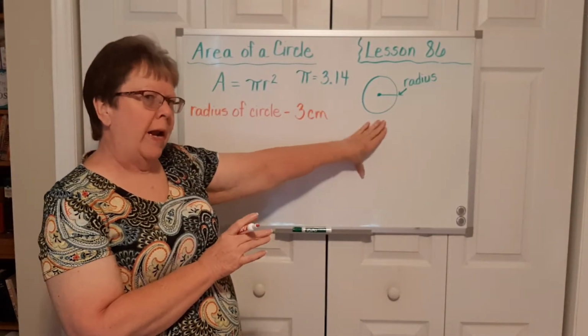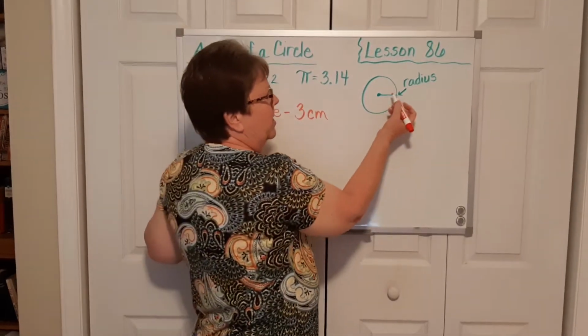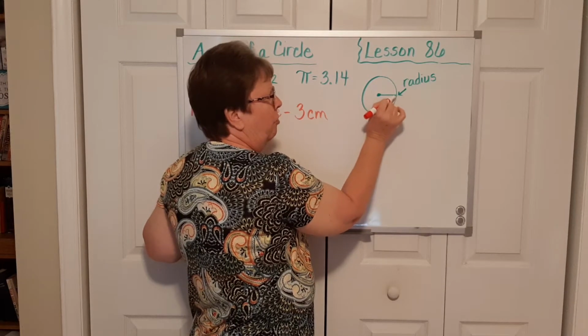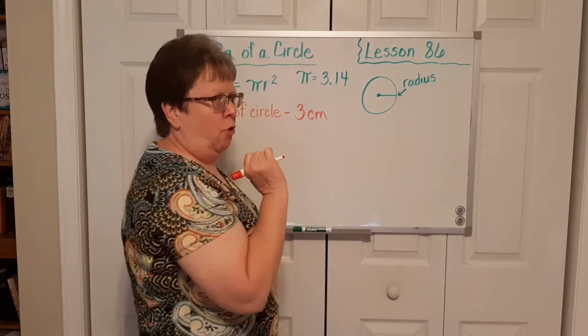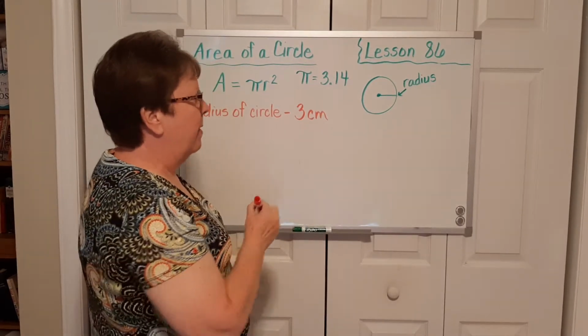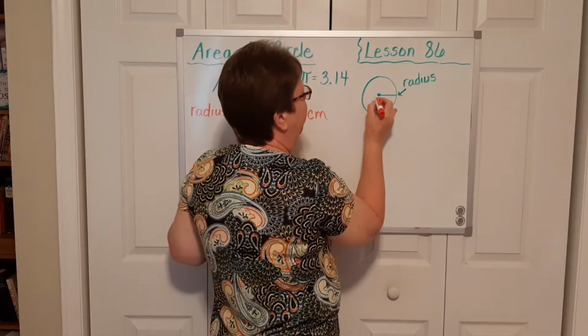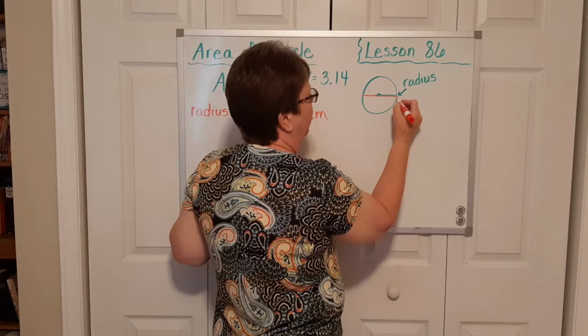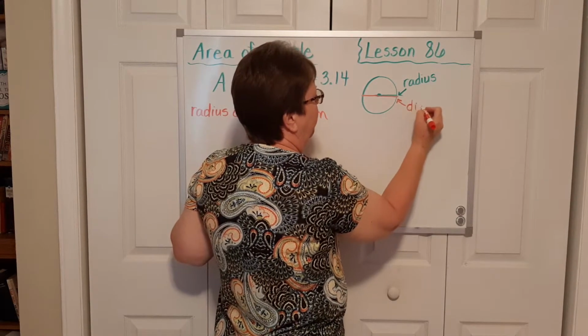Now, I've drawn a circle here to remind you what the radius is. The radius is the distance from the middle of the circle to one side of the circle. So that's your radius. Diameter would be if we went all the way across. That would be diameter.